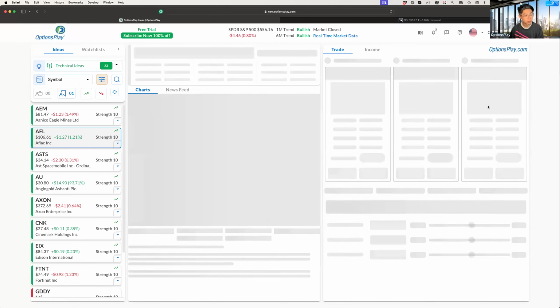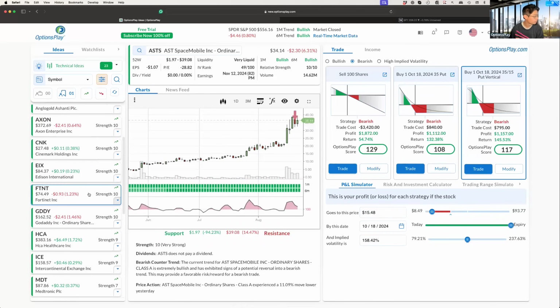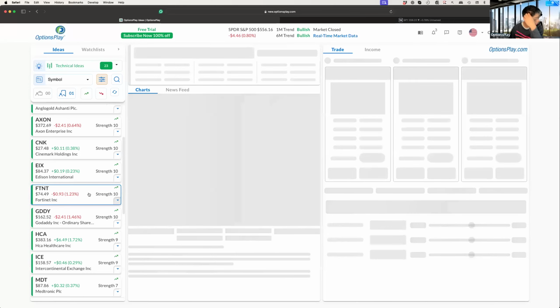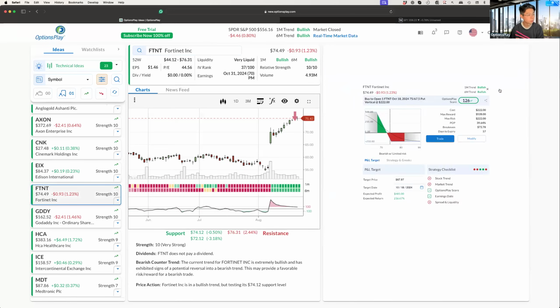I also showed you how you can take an option strategy. So let's say, for example, I want to take a look at Fortinet, which I think generated a bearish counter trend idea. Yeah, bearish counter trend idea, right? And let's say I want to buy this put spread.